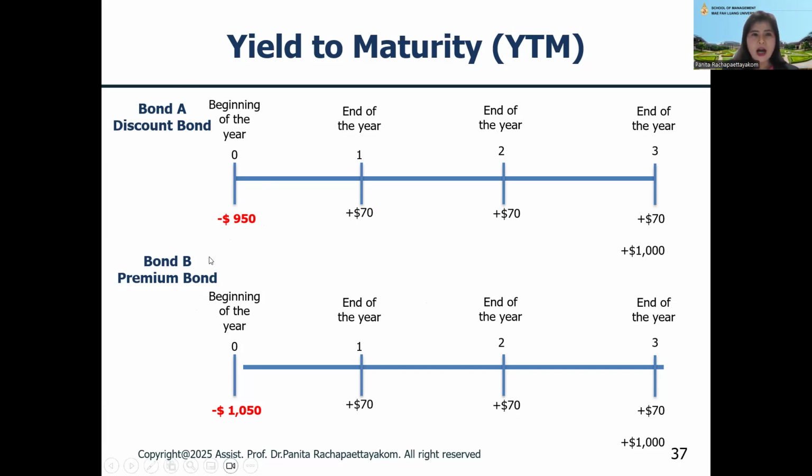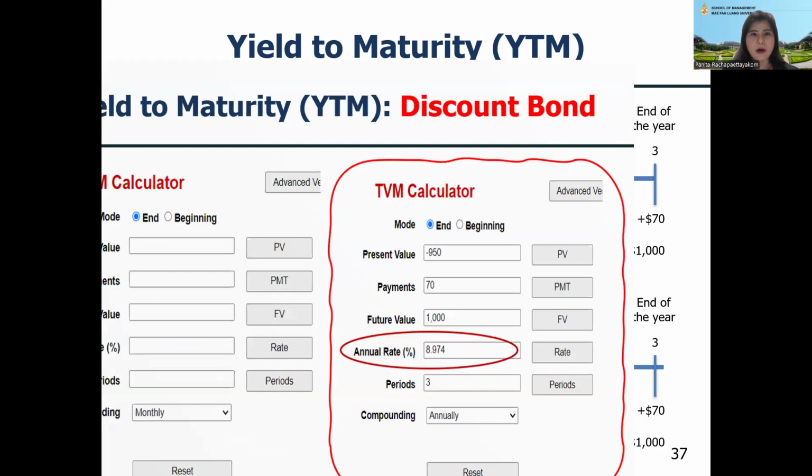On the opposite side, bond B is the premium bond. Why premium bond? Because at the beginning of the period you pay negative 1,050 baht, and at the end of the period, year 3, you get 1,000 Thai baht back. How do we calculate the yield to maturity of bond A, the discount bond?